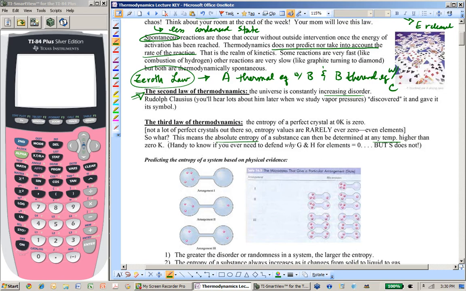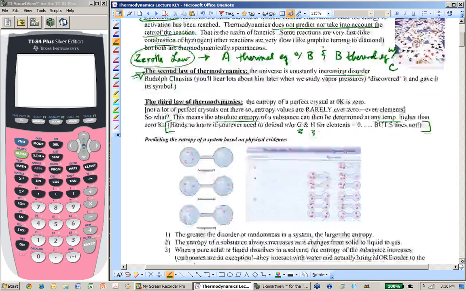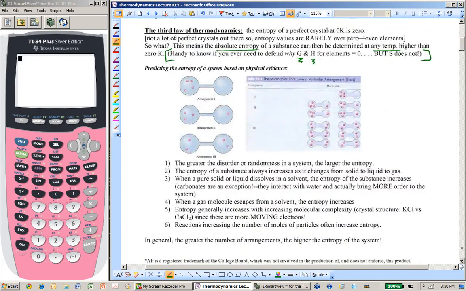So this is a really handy little statement to use if you find yourself having to write about why G and H for elements are equal to 0. I said that backwards. They are equal to 0, but S is not equal to 0. Again, it's because it's got electrons and it's not at 0 K. Thus, those electrons are moving.